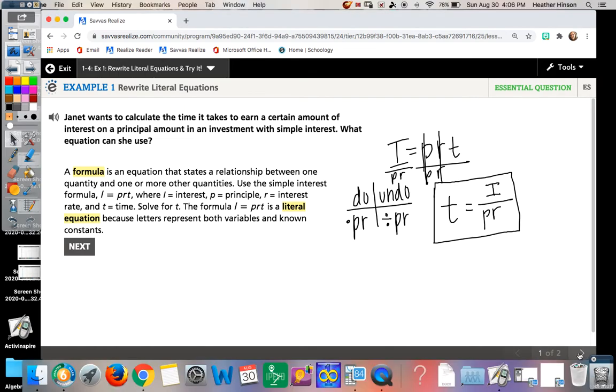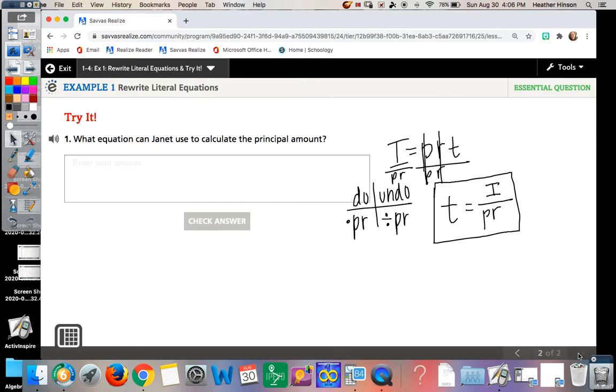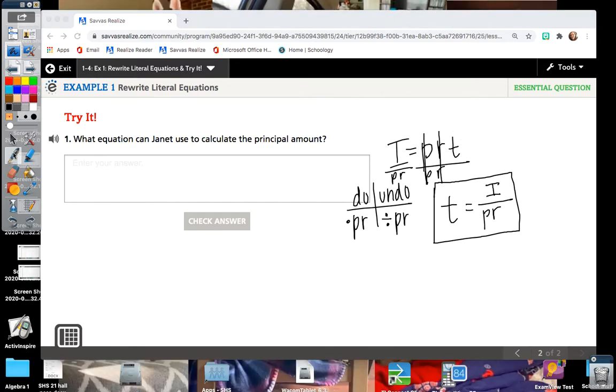So I'm going to try it. Pause the video and try it yourself. We're going to use the same equation, but we want to calculate the principal. So in that case, we want to solve for p. So use the same equation at the top and solve for p.